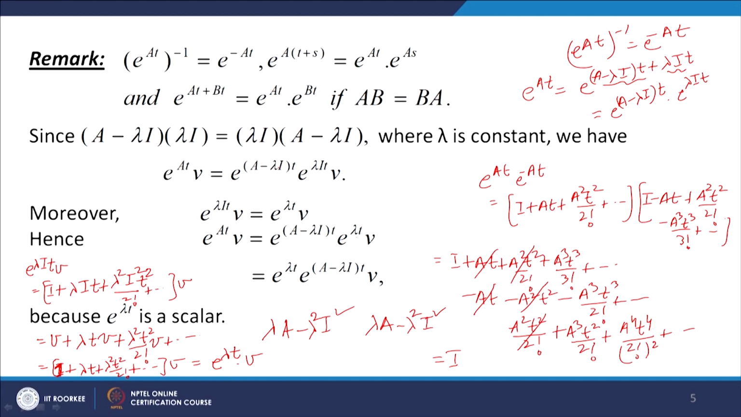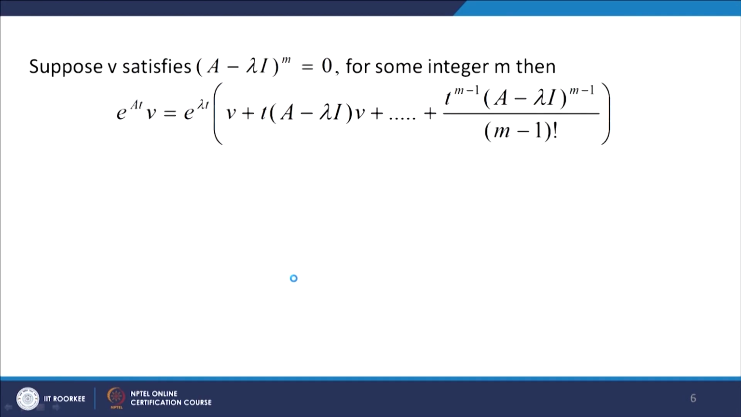Now, e to the power lambda t is a scalar quantity. So, we can write it outside this matrix, e to the power lambda t into e to the power (A minus lambda I) t into b. Okay. So, ultimately what we have is e to the power A t b is equal to e to the power lambda t into e to the power (A minus lambda I) t into b.